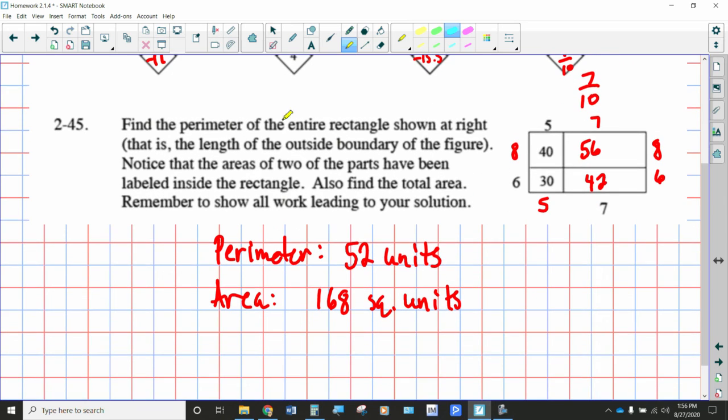All right, and now the perimeter of this rectangle is shown. If this is a 5 and that's a 40, this has to be an 8 since 8 times 5 is 40. This is a 5 times a 6, that gives you 30. And this is a 6 and a 7, so that's going to be 42. So if this is 7, it's going to be 8 times 7 is 56. So the total area is going to be the sum of all of these parts.